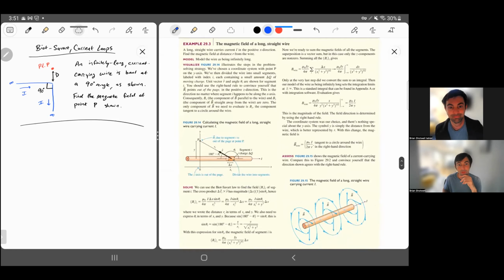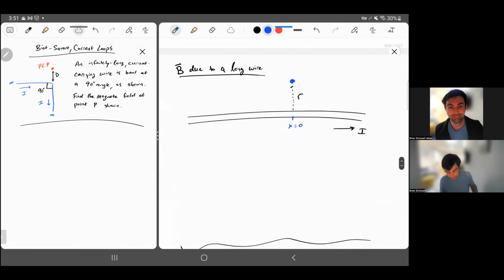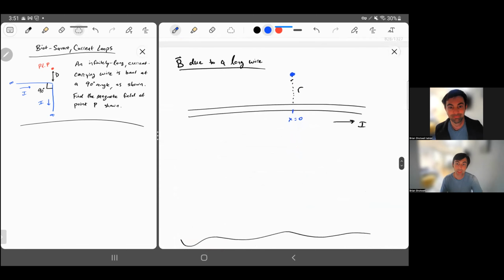So the first example is done in 29.3. You could either read this or I'll go over it again pretty quickly in this video. So you have an infinitely long wire. And the goal is to calculate the magnetic field here, which is a distance r away from the wire. The way that we're going to go about this is we look at a little piece of current. So this is saying focus on this piece of the wire. It has width dx, and I dx is the piece of current that we're looking at. It's pointing to the right. So I dx, and then to the right. And then this will be our r value.